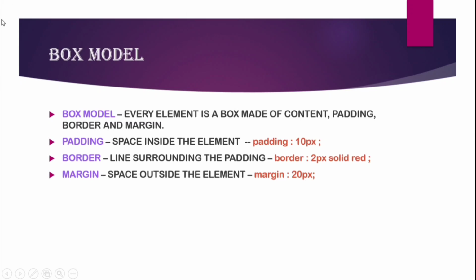So these four values, that is the content, padding, border, and margin, will specify the box model. That is nothing but every element is a box. It consists of content, padding, border, and margin. And this is how the syntax is added: padding 10 pixel, border 2 pixel solid red, margin 20 pixel. Then we can go to the next one.